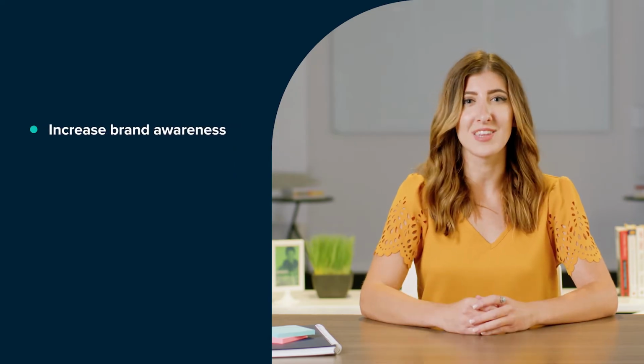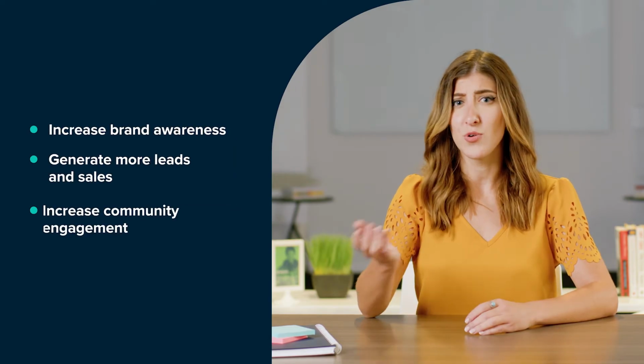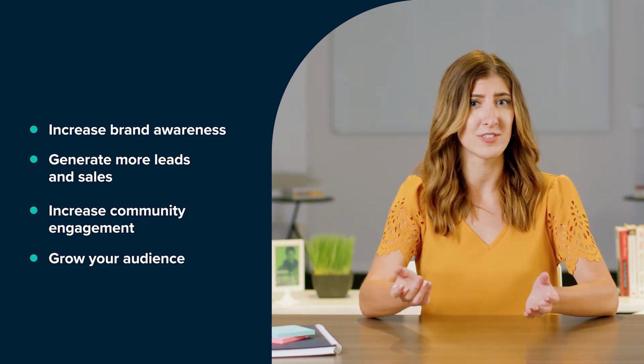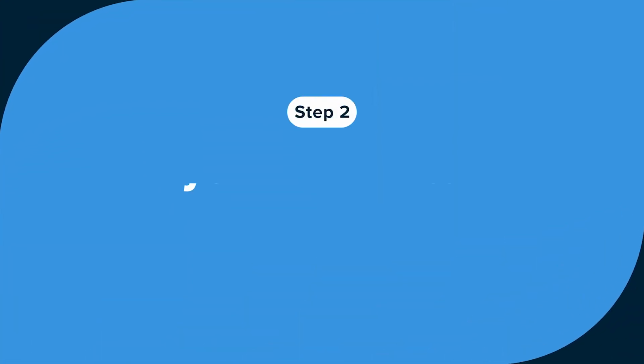Some common social media goals are increasing brand awareness, generating more leads and sales, increasing community engagement, and growing your followers or subscribers. It's okay to have different goals for each platform. Just identify them now to set the stage for the rest of your audit. Then you're ready for step 2. Make a list of your social accounts.